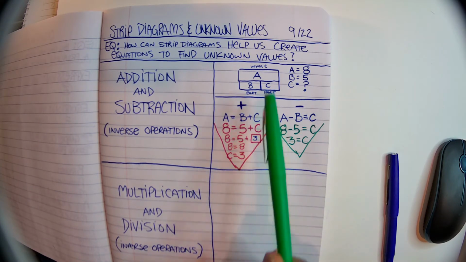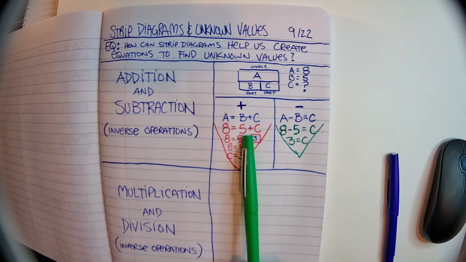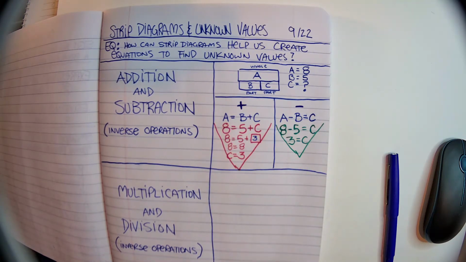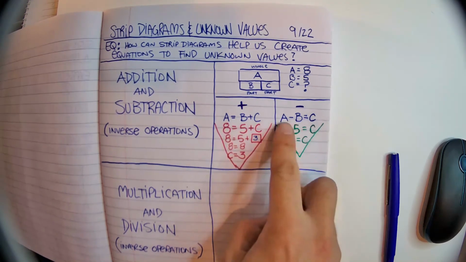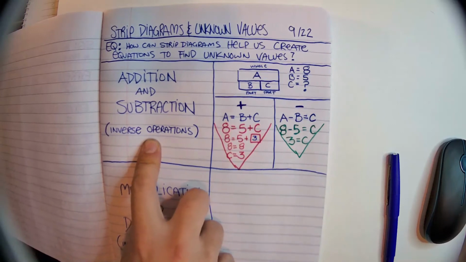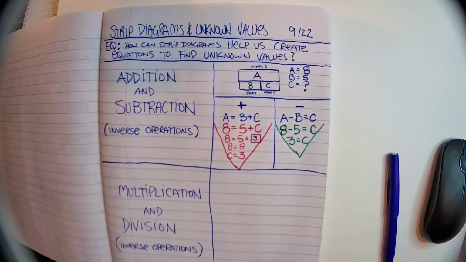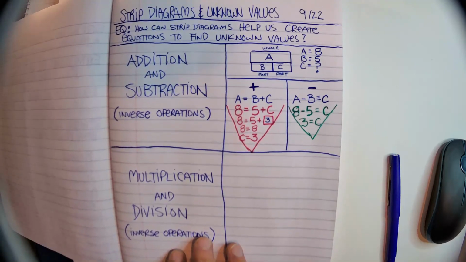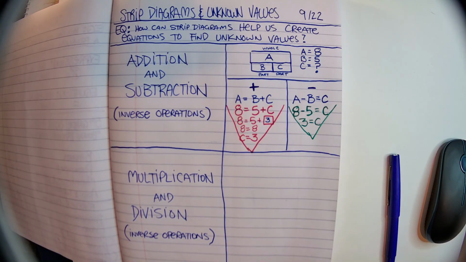Now, we could set up an equation for this strip diagram in both addition form and subtraction form. Sometimes addition will be the easier one. Sometimes subtraction will be your easier one. So learning how to be flexible with using these generic equations and the inverse operation will make that easier. So there's addition and subtraction, solving for an unknown value. When we come back, we're going to take a look at multiplication and division and solving for an unknown value.